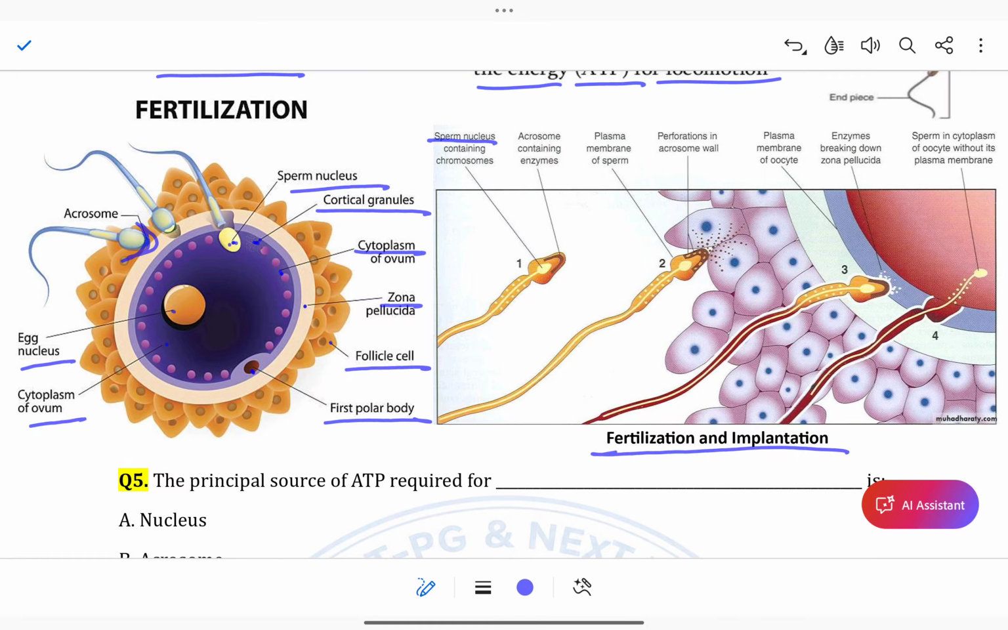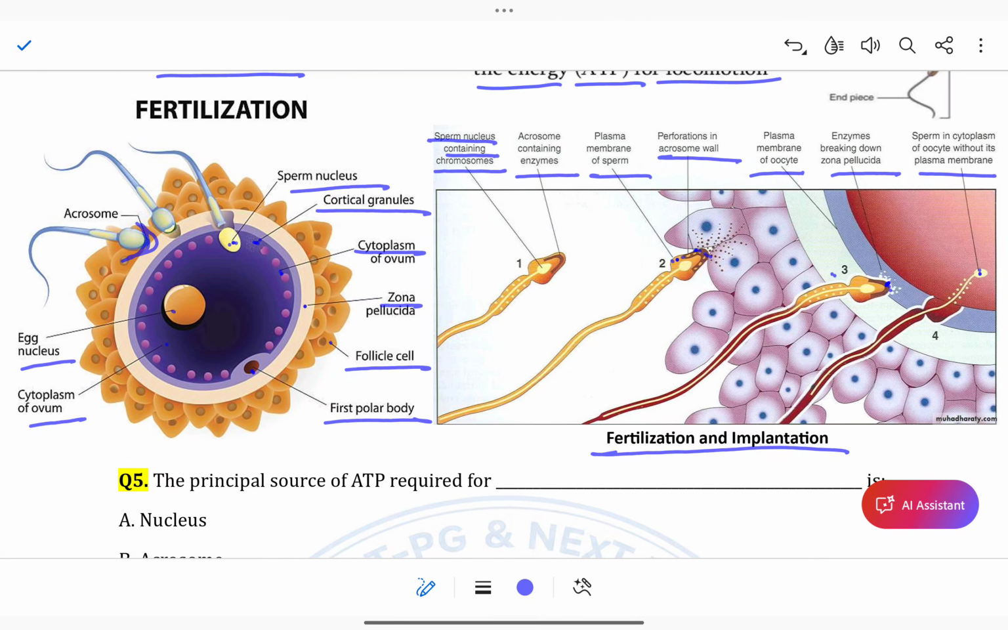Sperm nucleus containing chromosomes, acrosome containing enzymes, plasma membrane of the sperm. This is the plasma membrane of the sperm. Perforations in the acrosomal wall. Plasma membrane of the oocyte and enzyme breaking down the zona pellucida. Enzyme is working here to break the zona pellucida. Here, a sperm in the cytoplasm of the oocyte without its plasma membrane.